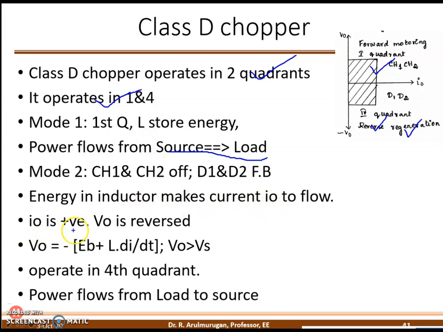So I naught is positive, V naught is reversed. As usual, V naught is equal to minus EB plus L into di by dt. So this is a negative voltage. So V naught is greater than the input voltage in this mode 2 operation. So it operates in the fourth quadrant. Power flows from the load to the source.